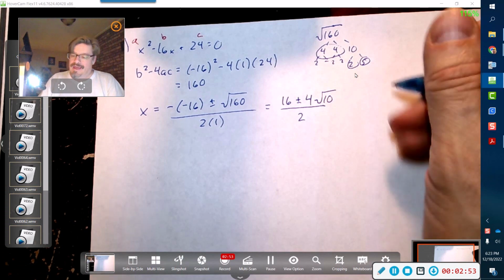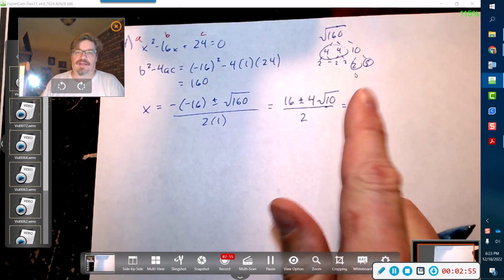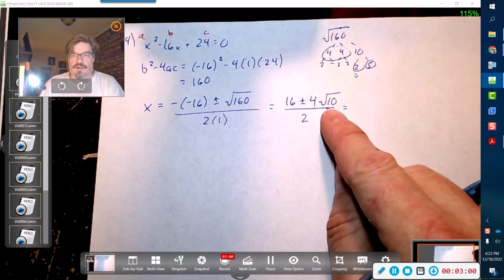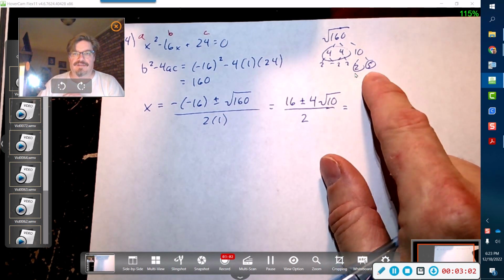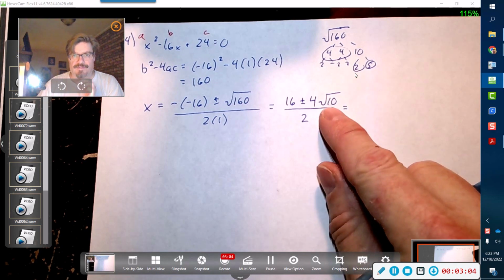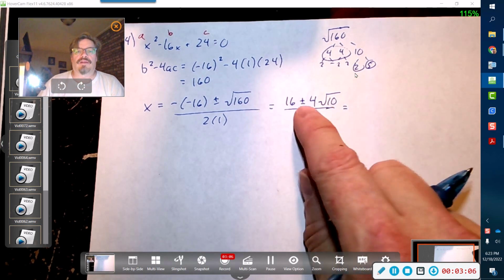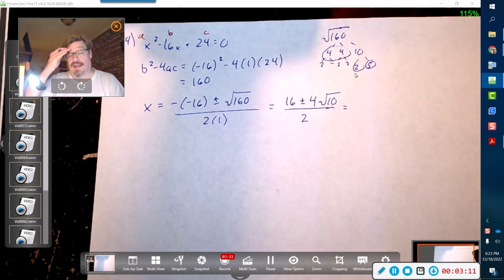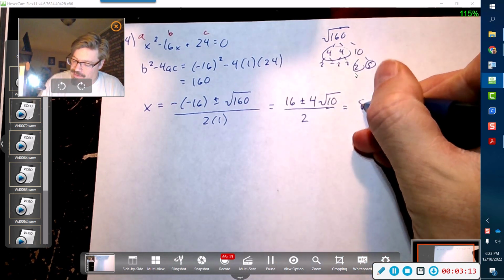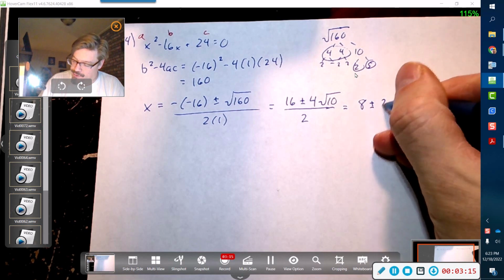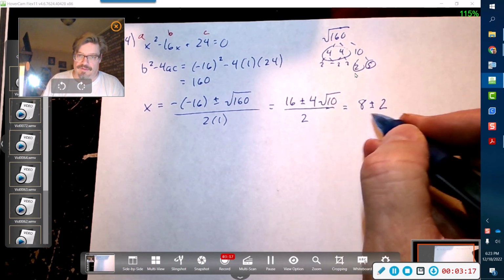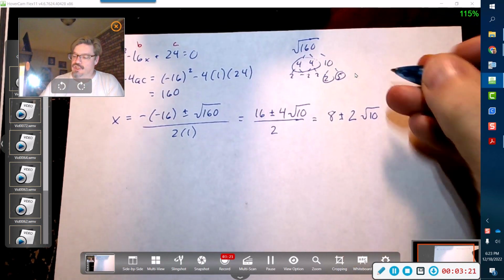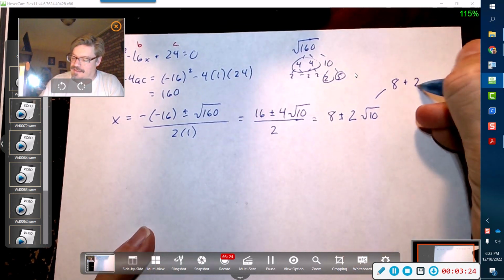This is kind of like a complex number now, like the i. You just leave it alone. You've already figured out it has a 2 and a 5, so it's unbreakable. You just leave it as it is. It's some decimal. So now I look at the 16 and the 4 and see if I can divide by 2. And I can. I can divide 16 by 2, plus or minus 2, radical 10. Okay, now what this represents is the two places where you hit the x-axis.